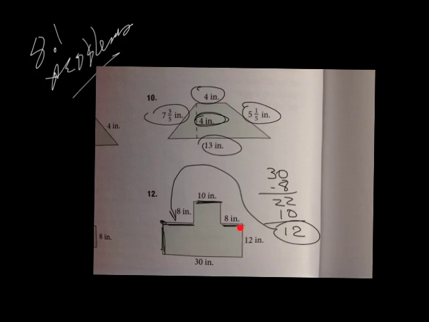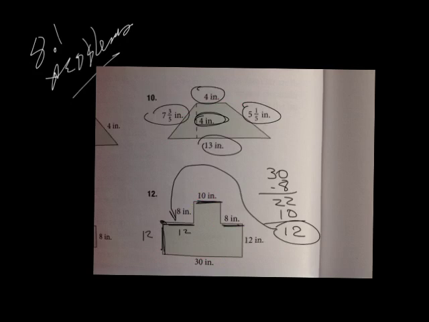Alright, the other thing that's good to know is this side here is 12, and therefore this side here is going to be 12, because it is a polygon, and these sides opposite each other in this particular one are going to be the same. So I can write a 12 right here. So now I know that's 12 and that's 12, and now all I have to do is add up 12 plus 12 plus 8 plus 10 plus 8 plus 8 plus 12 plus 30, and that will give me the perimeter for number 12.